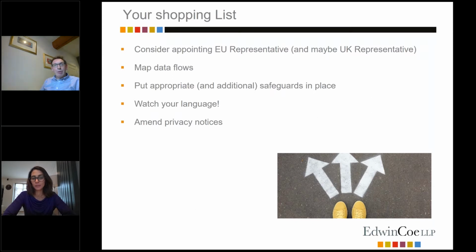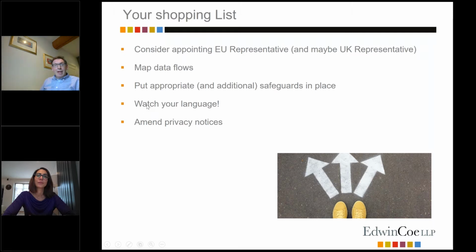So if it is being moved from the UK to anywhere, you just need to make sure that they will be restricted transfers, and you need to make sure that there's either a finding of adequacy or you have an appropriate safeguard in place.